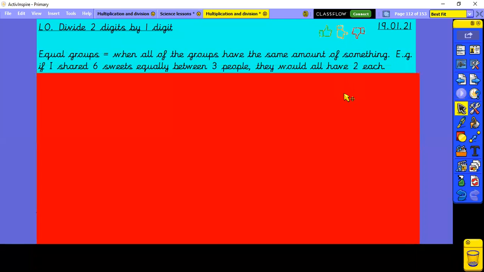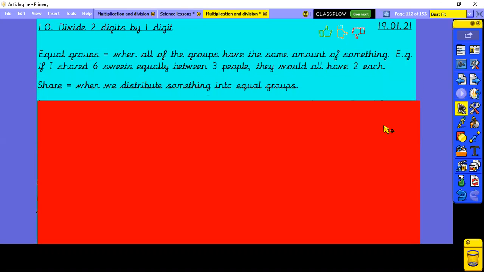Firstly, we have equal groups. An equal group is when all of the groups have the same amount of something. For example, if I shared 6 sweets equally between 3 people, they would all have 2 each. So the sweets have been shared into equal groups. Next, share. When we share, we distribute something into equal groups.